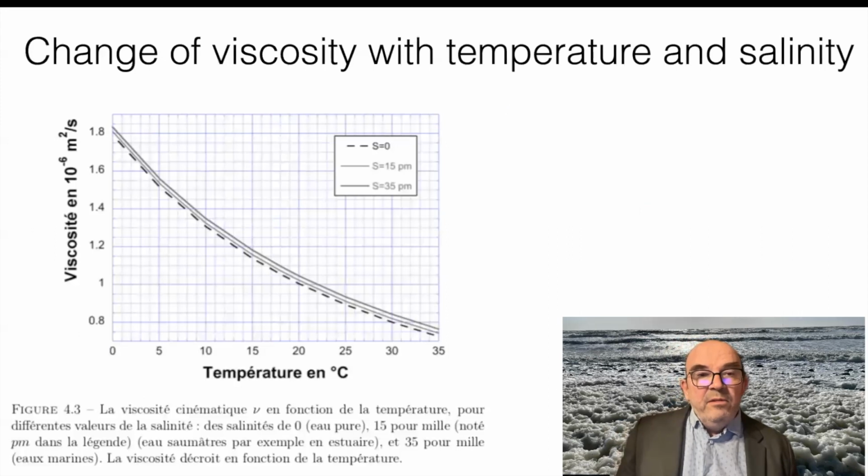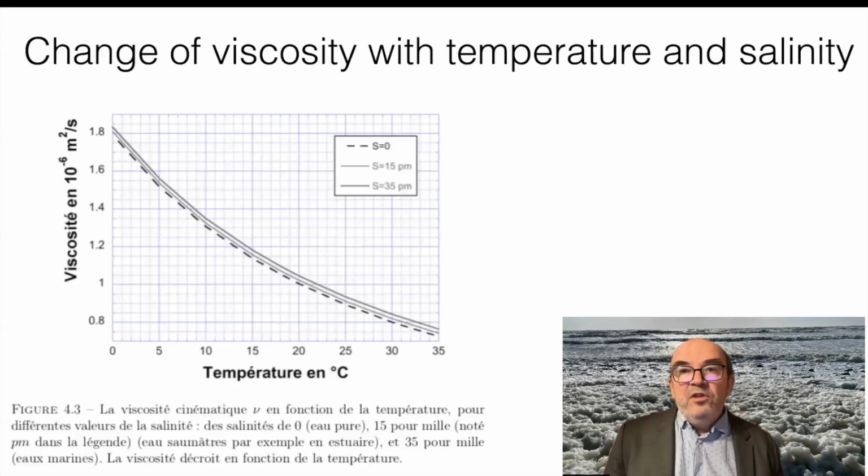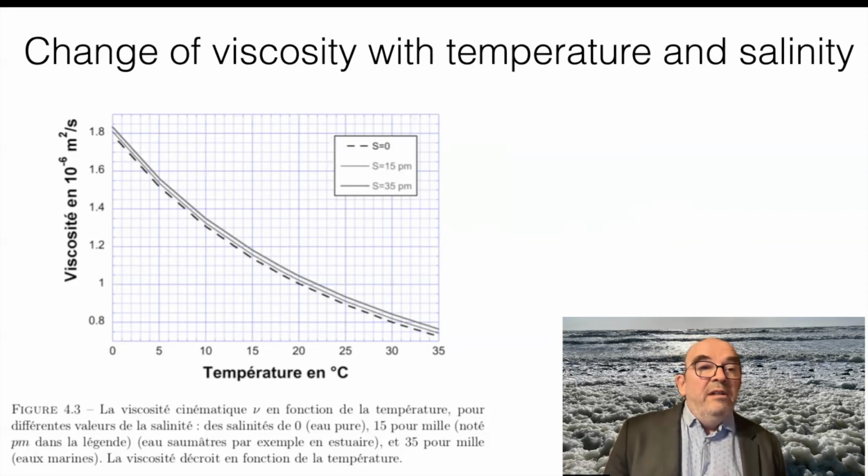In the water, in fact, the viscosity depends on temperature and on salinity. You can see here 3 curves: salinity 0, like pure water, salinity 15, like in an estuary, and salinity 35, like in the ocean. And you can see that they are very close curves, so it depends on salinity, but very weakly. But it depends more strongly on temperature, because you can see between 0 and 20 and 30 degrees, for example, you can have a change. It's decreasing, and it goes from 1.8 to about 0.8.